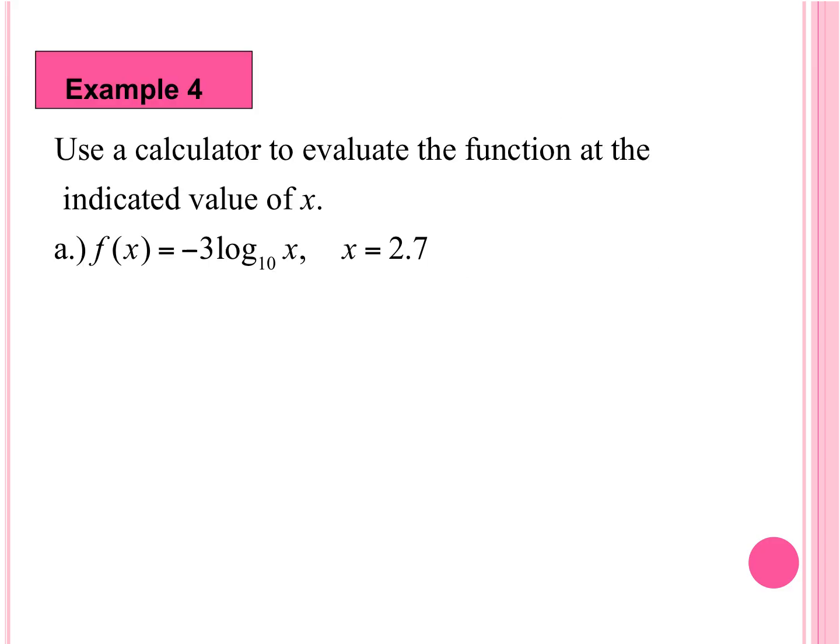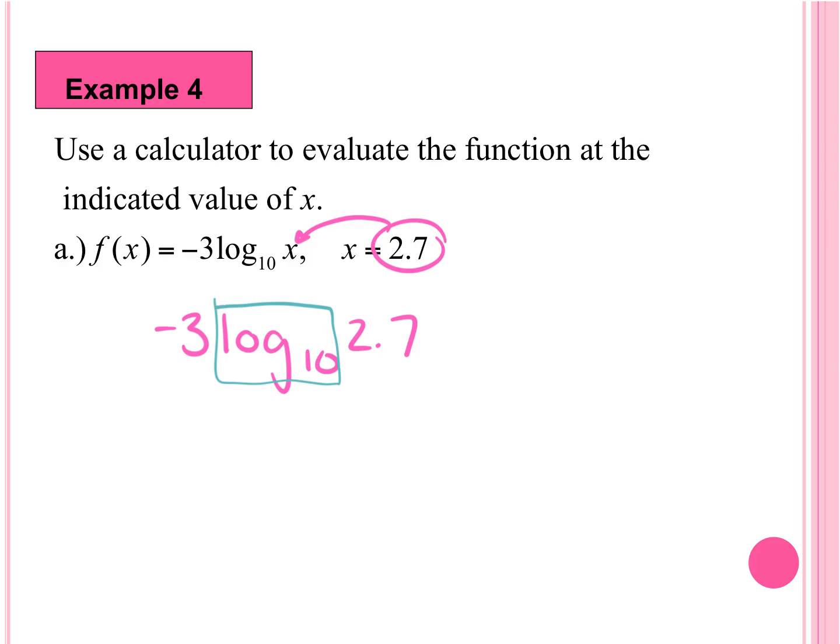So example 4 says use a calculator to evaluate the function at the indicated value of x. We're just going to plug in 2.7 into the x. So negative 3 times log base 10 of 2.7. Now, calculators can only compute log base 10. So if we had a different base than 10, we would have to use the change of base formula, which I'm not sure if we talk about in this section or the next one, but we're okay here because it's log base 10.